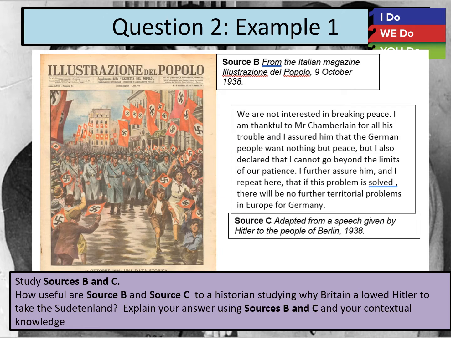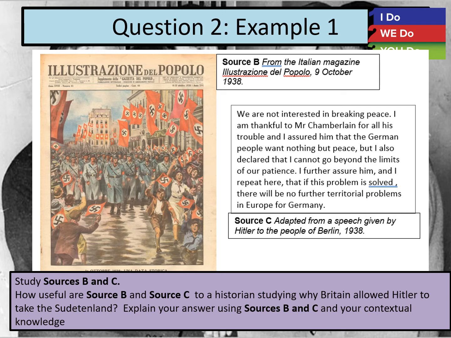Here's the example then that we're going to work through today. So what we've got is sources B and C, and the question is, how useful are sources B and C to a historian studying why Britain allowed Hitler to take the Sudetenland? Explain your answers using B and C and your contextual, your background knowledge. So let's have a quick look at the sources. We've got source B, which is the front cover of a magazine, Illustrazioni del Popolo, from the 9th of October 1938, and we've got a speech from Hitler to the people of Berlin in 1938.